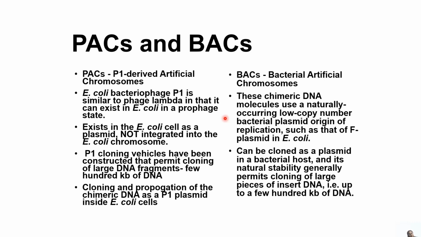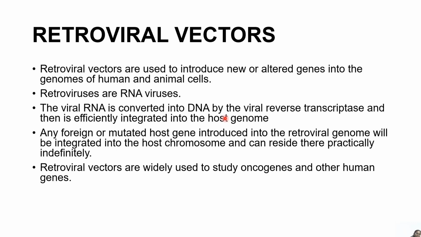For BAC, these chimeric DNA molecules use a naturally occurring low copy number bacterial plasmid origin of replication, such as that of the F plasmid in E. coli, and they can be cloned as a plasmid into a bacterial host, and its natural stability generally permits cloning of large pieces of insert DNA up to a few hundred kilobase pairs of DNA.